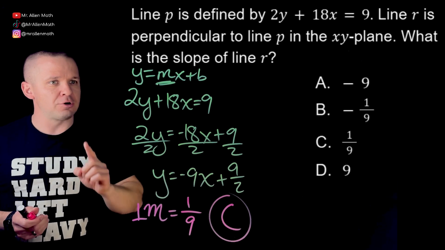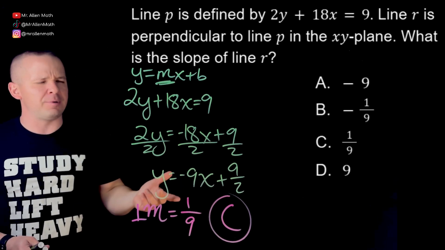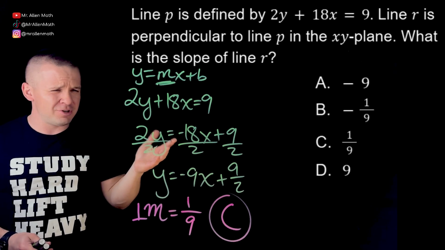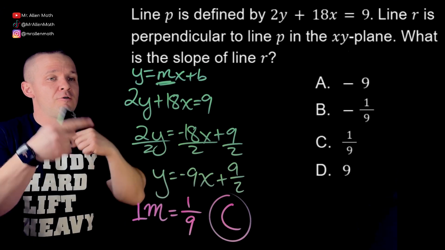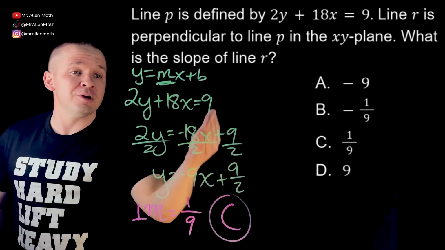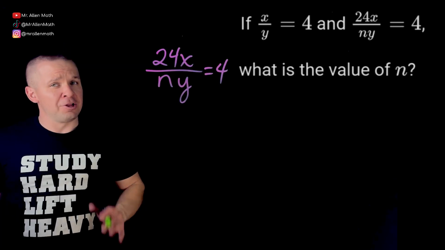All right. So opposite reciprocal for perpendicular slopes. You see that one? That should be easy points for you guys, but it's easy to forget. Be like, wait, hold up. Do I just change the sign? Do I just flip it? No, it's both things. Opposite sign and the reciprocal. Flip it. And remember, you can flip an integer. You have 9, it's 1 over 9. Cool? Awesome.